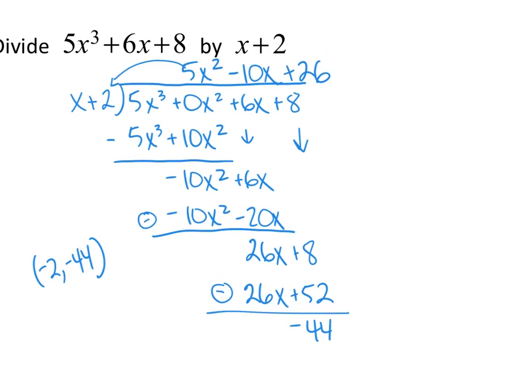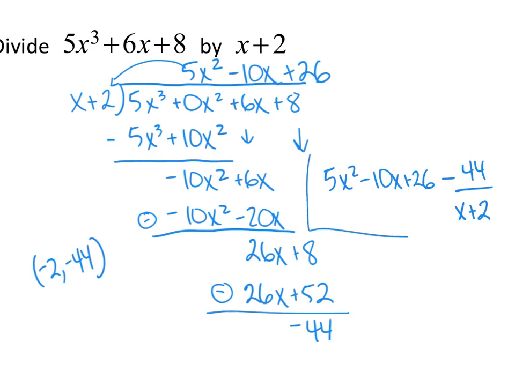So since I was asked to divide here, my answer would be 5x squared minus 10x plus 26, that's my quotient, and then I had a remainder of negative 44, which I could write as minus 44 over x plus 2, which is the divisor. So technically, this is my answer.